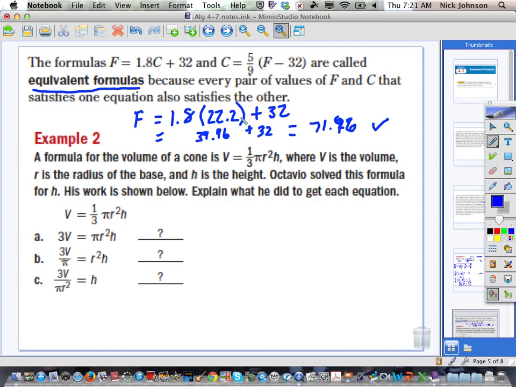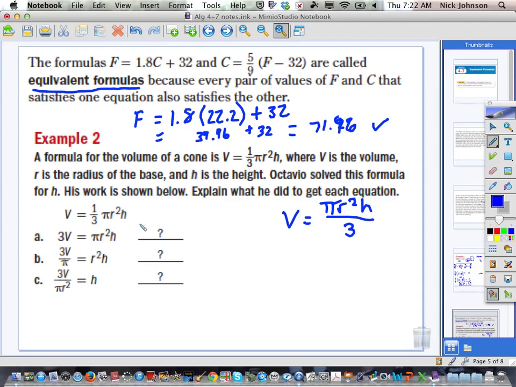Okay? Example 2 says, a formula for the volume of a cone is V equals 1/3 pi r squared h. Now, a lot of people like to write this as V equals pi r squared h all over 3. Okay? They don't like that 1/3 out in front. They like to see what it means right here. So I like to write it like that too, especially when you are using equivalent formulas. V is the volume, r is the radius of the base, and h is the height. Octavio solved this formula for h. His work is shown below. Explain what he did to get each equation.